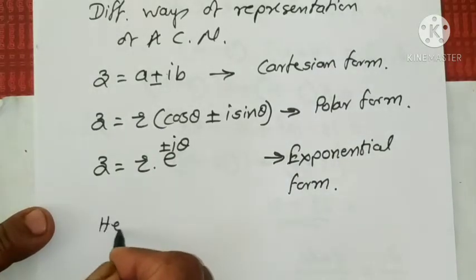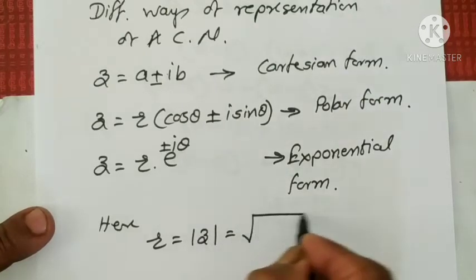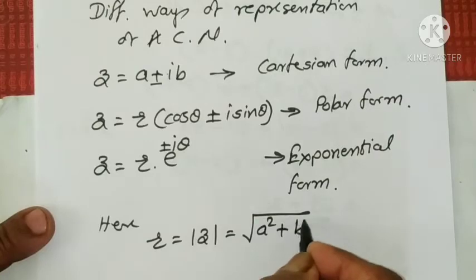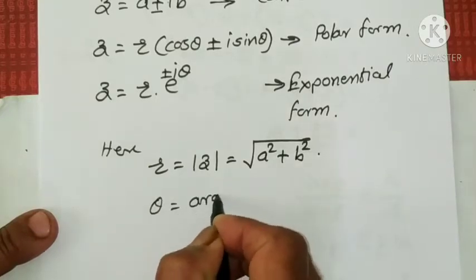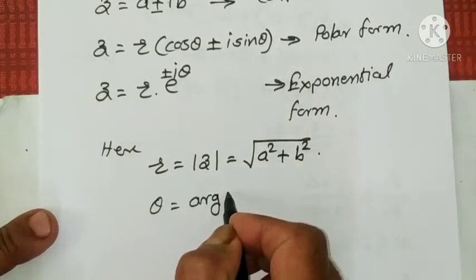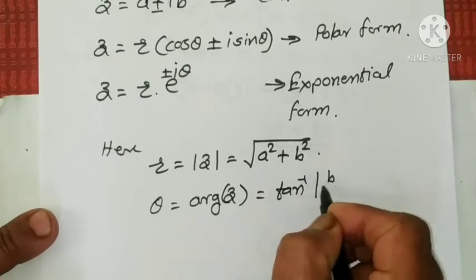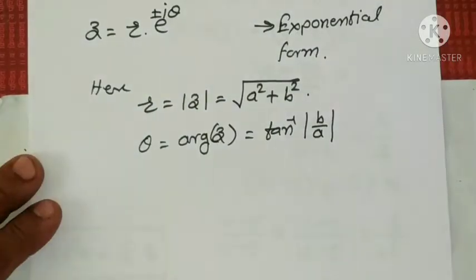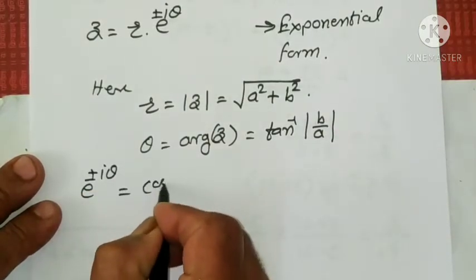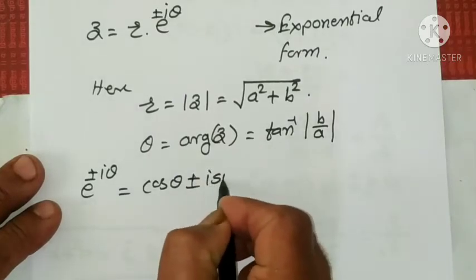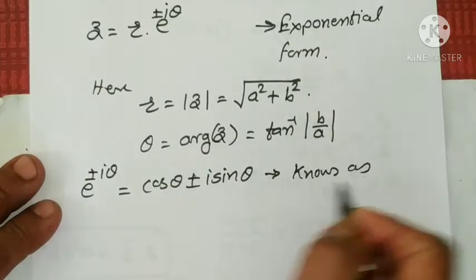Here r is equal to mod z is equal to root a square plus b square, and theta is equal to argument of z is equal to tan inverse b upon a. e raised to plus or minus i theta is equal to cos theta plus or minus i sin theta, known as Euler's identity.